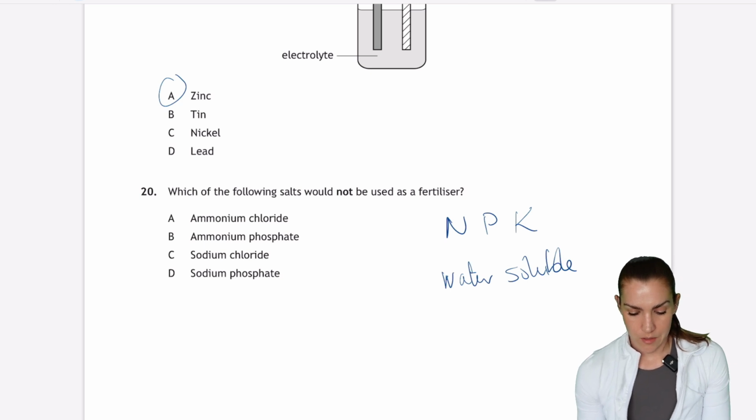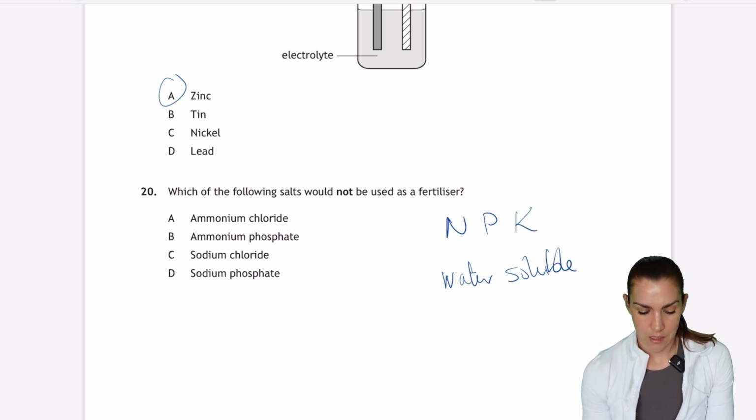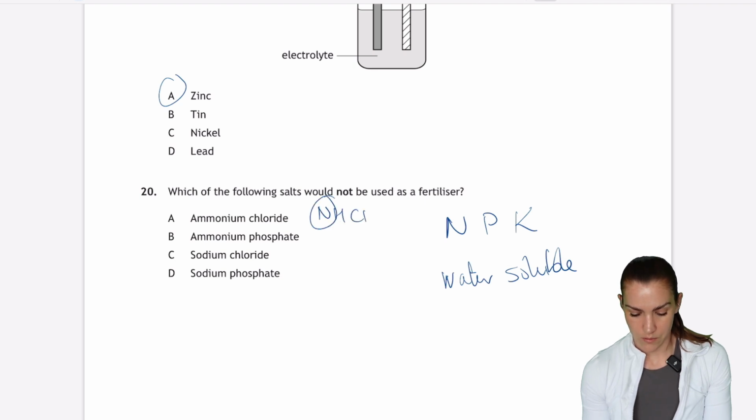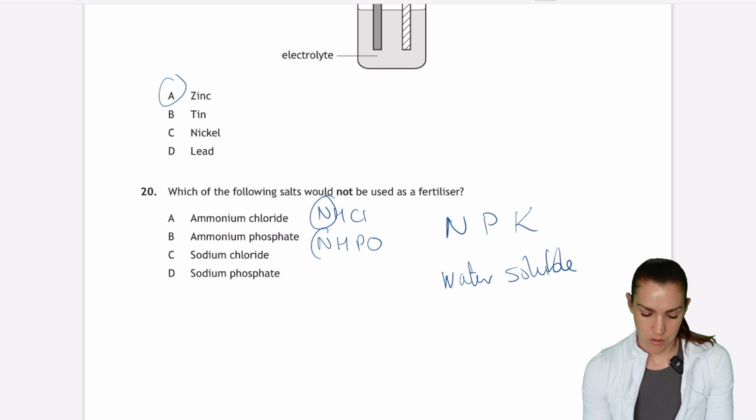If we look at what elements are in these, so ammonium chloride would have nitrogen, hydrogen and chlorine, so that's got one of the essential elements for plant growth. Ammonium phosphate would have nitrogen, hydrogen, phosphorus and oxygen. I'm not doing the chemical formulas here, I'm just putting what elements are in it. So that's got two essential elements for plant growth.